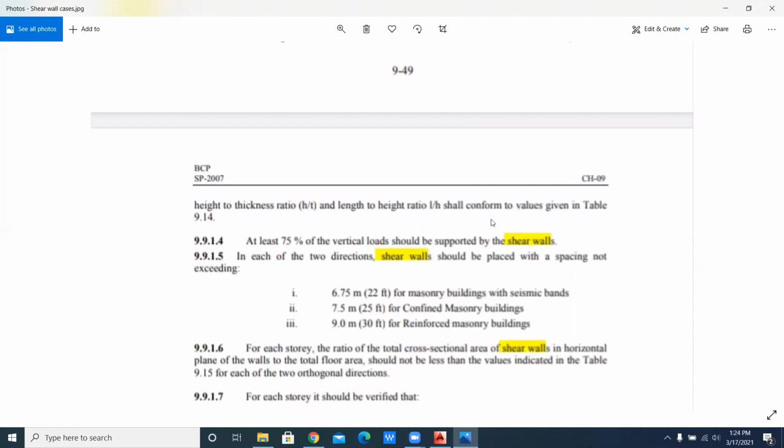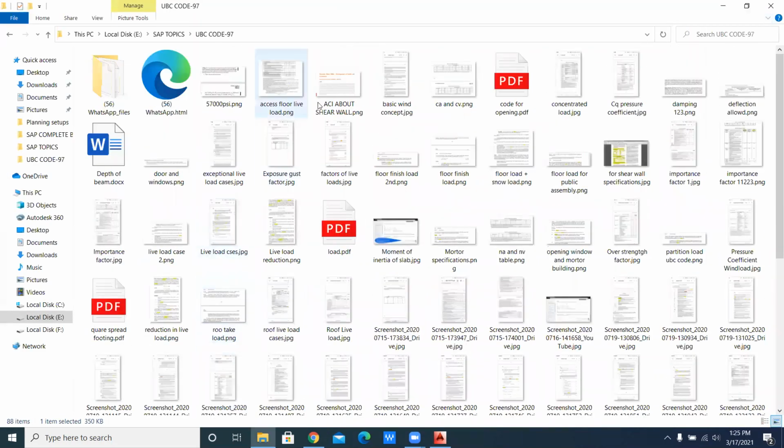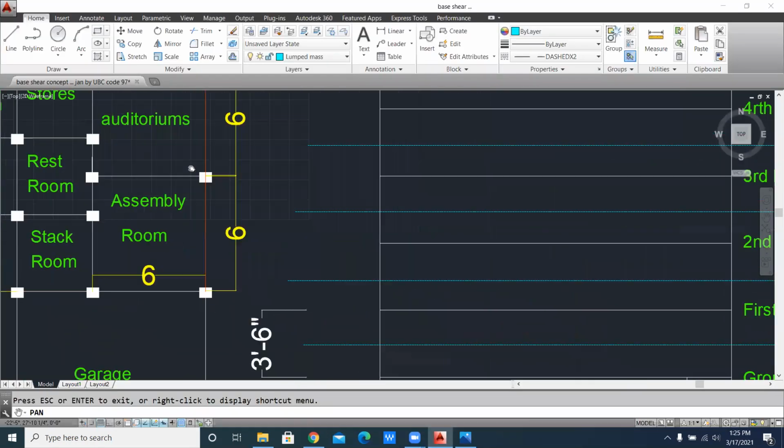Now, what is a shear wall? It means 75% of the vertical load should be supported by the shear wall. It means the load acting on the shear wall must be supported, that is 75%. But the ACI, the American Concrete Institute, says about the height that the minimum thickness is about 150 mm. As you can see here, our story is this one.